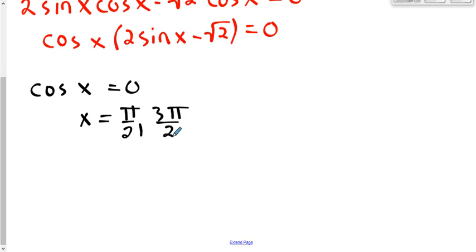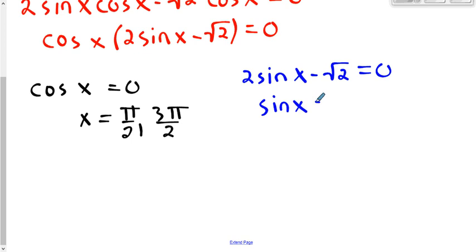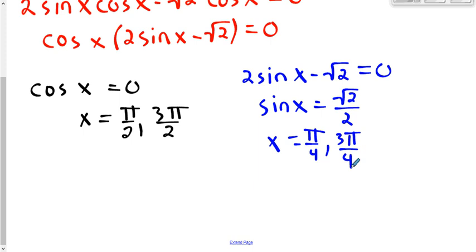Our second case that we have to worry about is 2 sine x minus square root of 2 equals 0. Well, I'm going to add square root of 2 to both sides and divide by 2. So I end up with sine x equals square root of 2 all over 2. Looking at the unit circle, we can see that that occurs in two places, where x equals pi over 4 and 3 pi over 4. Now we're not done. This asks for the general solutions.